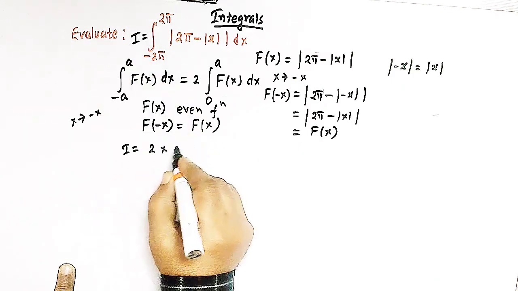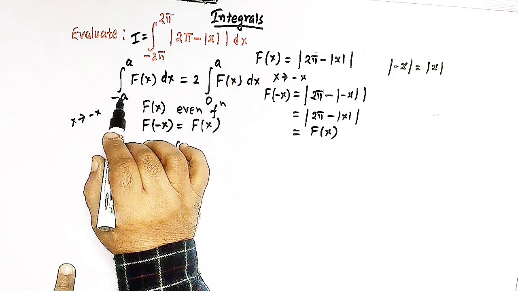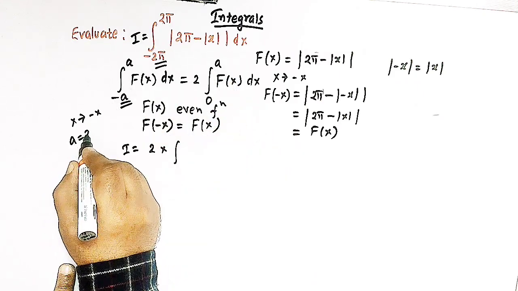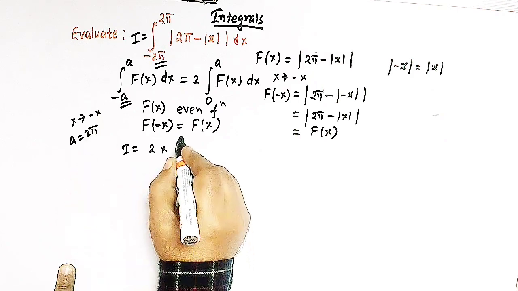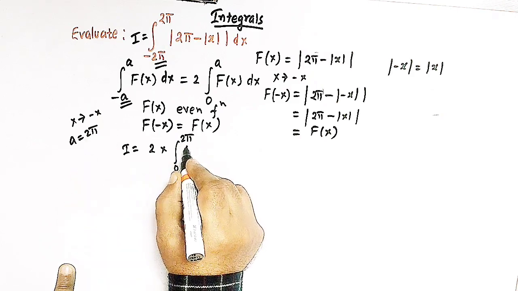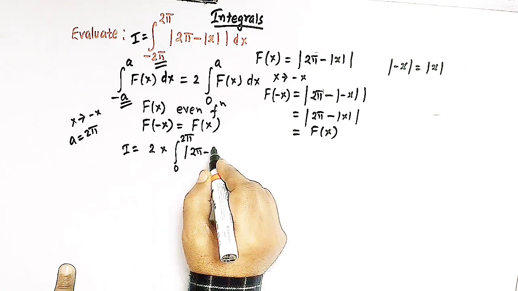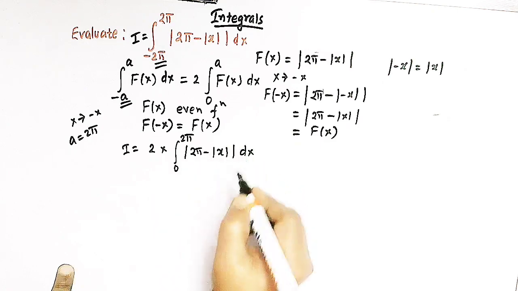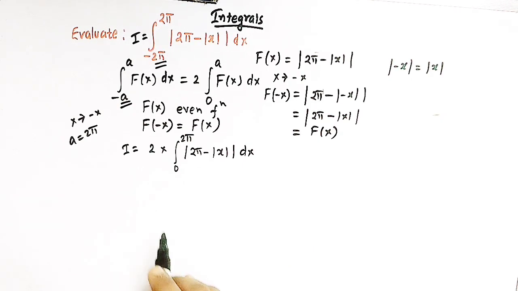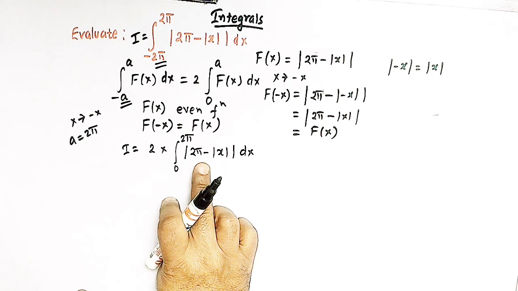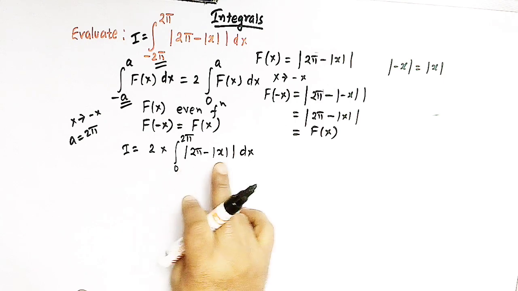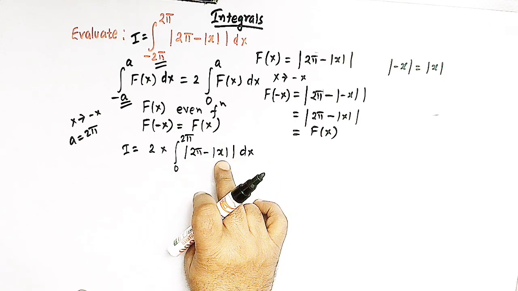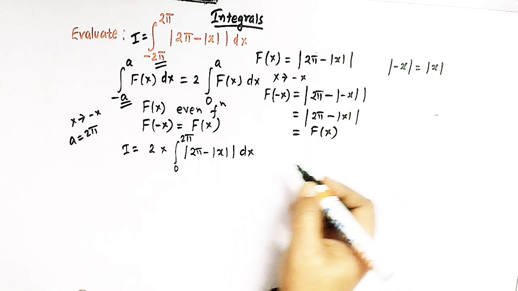So we can now write this integral I as 2 times the integral from 0 to a, and here the value of a is given by 2 pi. So we have 0 to 2 pi, and here we have simply mod of 2 pi minus mod x, dx. So now we have to evaluate this integral, right? And here we can see that we have mod of 2 pi minus mod of x, right? So let us apply the definition of mod function.